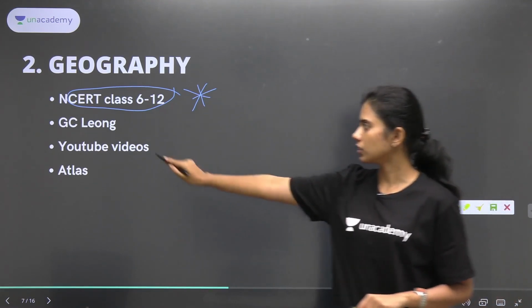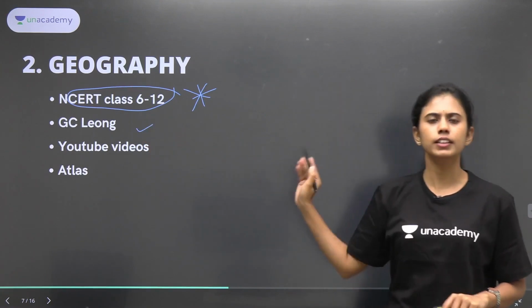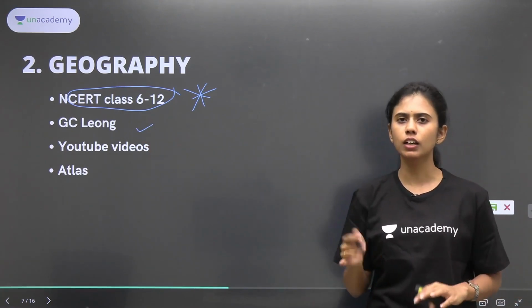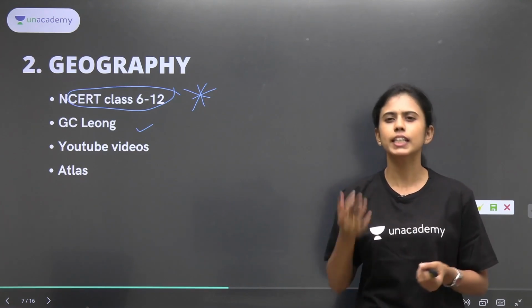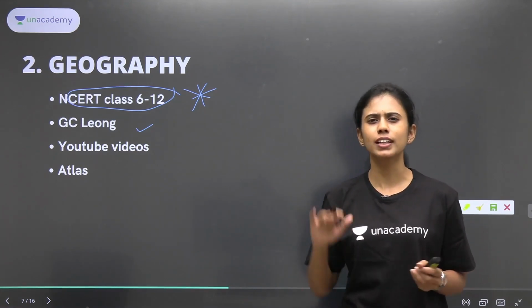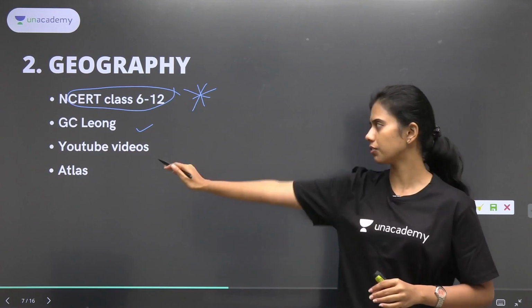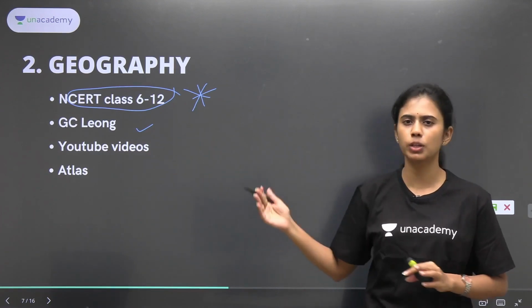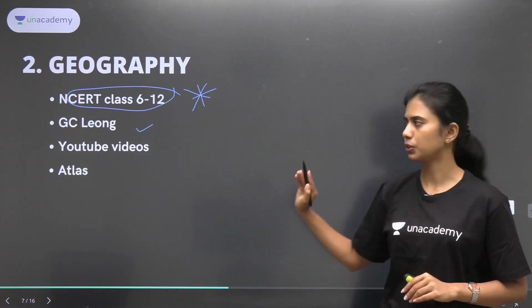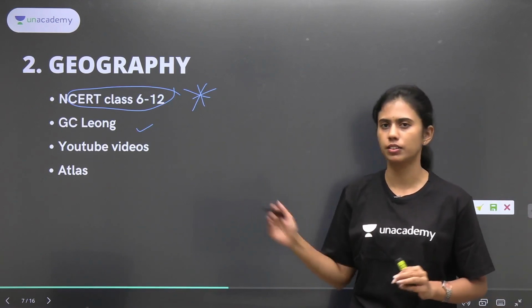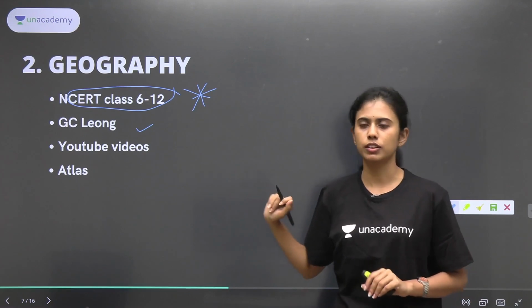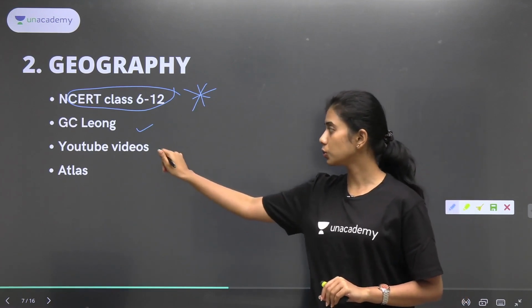And then we have GC Leong. Again, it can be used for conceptual clarity. There are certain topics that are explained in a very in-depth way, so you don't have to go elsewhere. Especially the climate part, you can refer to in GC Leong. The last few chapters of GC Leong, the various climatic regions of the world, etc. So for that I refer to GC Leong. And then YouTube videos.